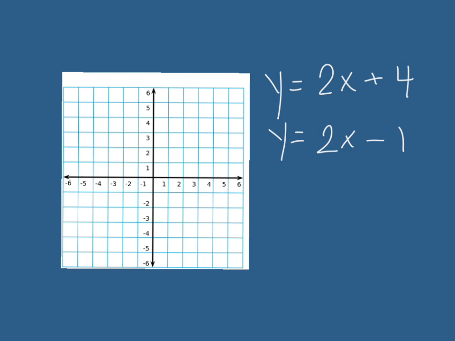Now let's take a look at this example. We have two linear equations, y equals 2x plus 4 and y equals 2x minus 1. I'm going to graph them to determine their solution. So I'm going to graph the first one, y-intercept of 4, and a slope of 2.